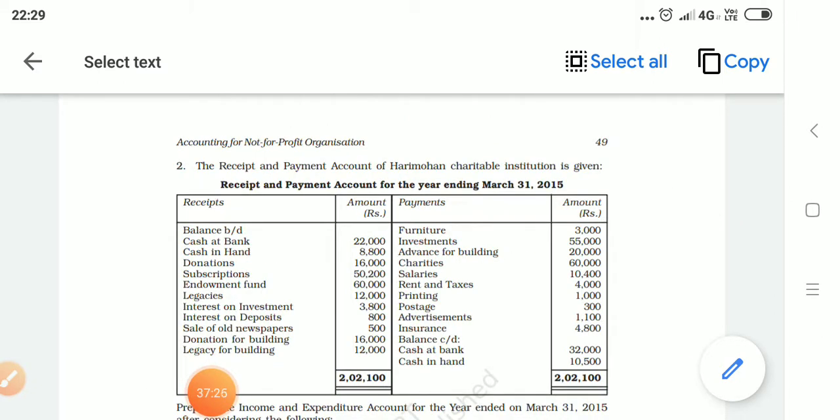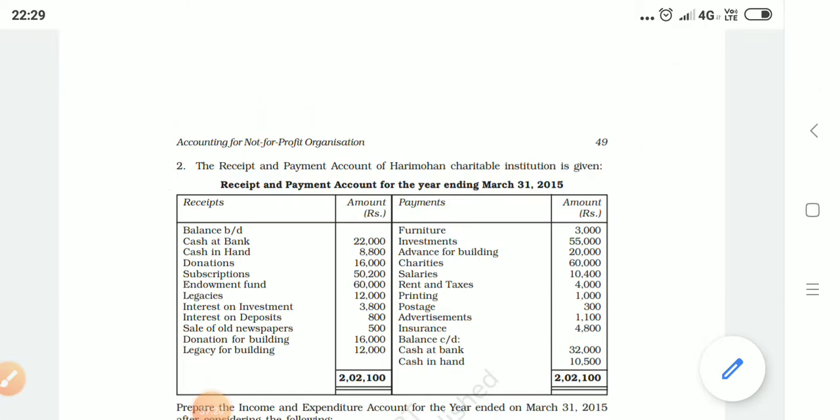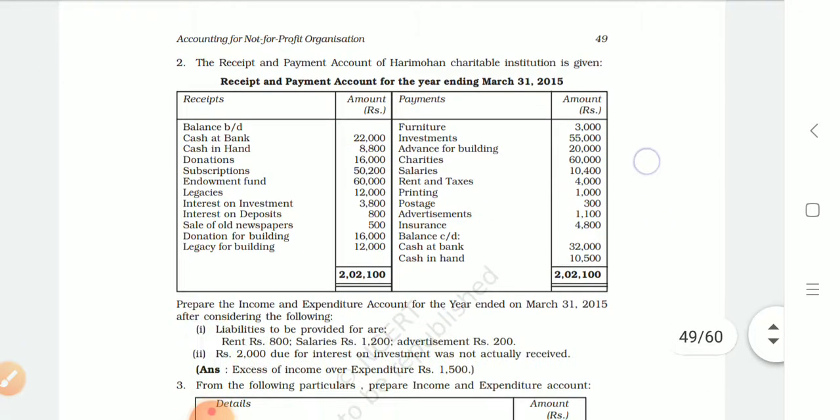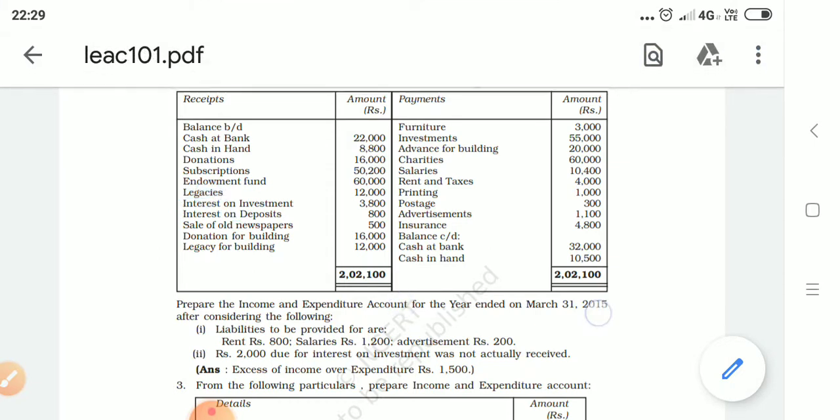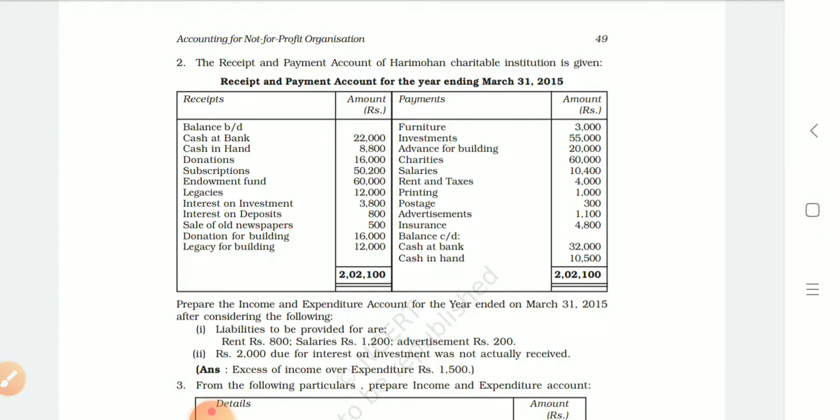Now let us see exercise question number 2, page number 49. The receipts and payment account of Harmonium Charitable Institution is given. You have to prepare the income and expenditure account for the year ended 31st March 2015.